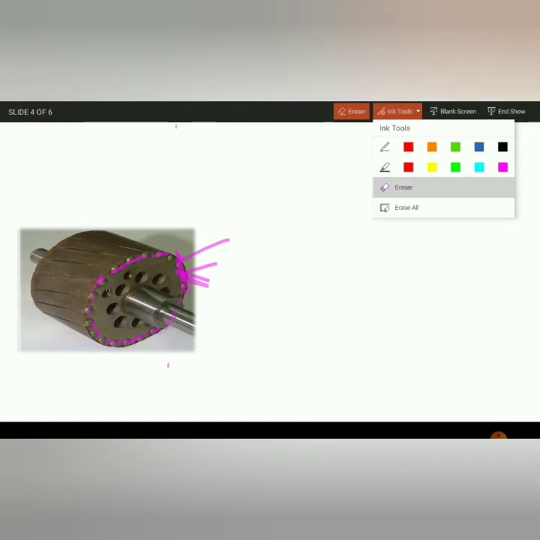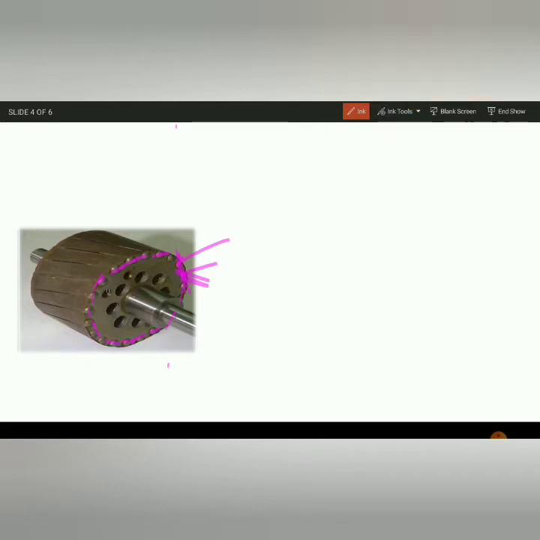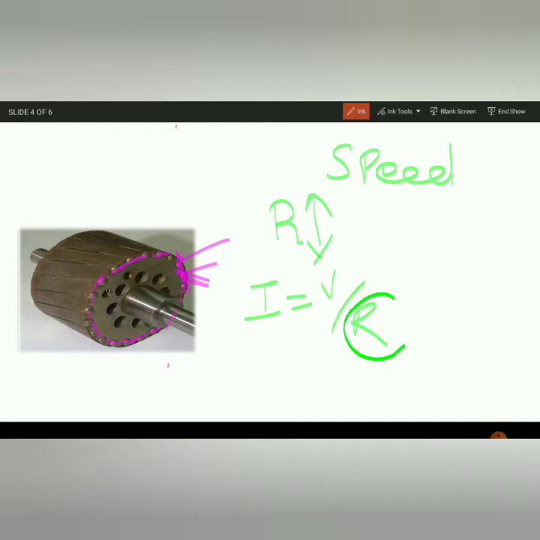Suppose I want to do speed control. How do we do the speed control? We can do it by changing the resistance value. How? We know the current is equal to V by R. By changing the resistance value we can change the current, by changing the current we can change the flux, by changing the flux we can change the torque, and by changing the torque we can change the speed.